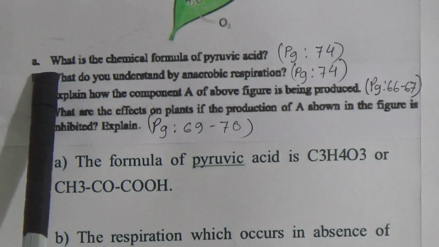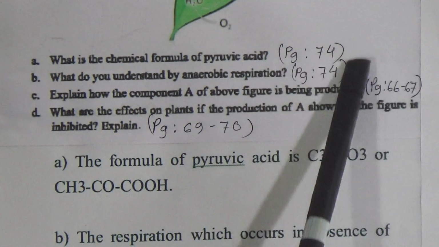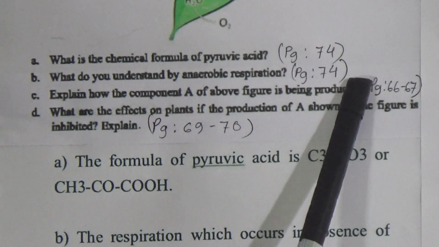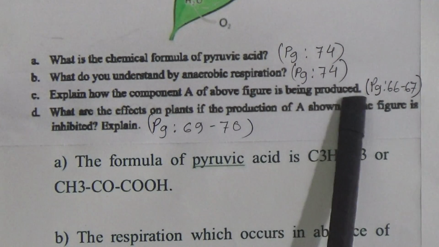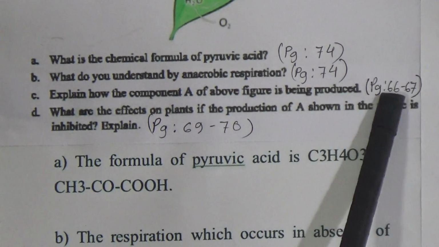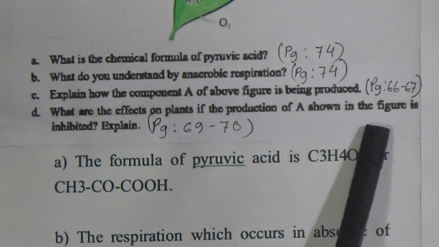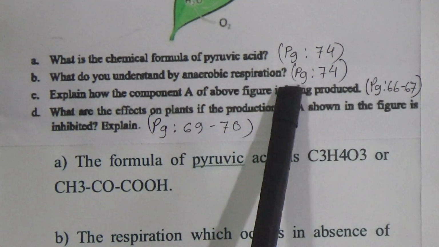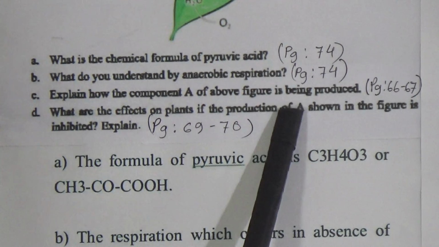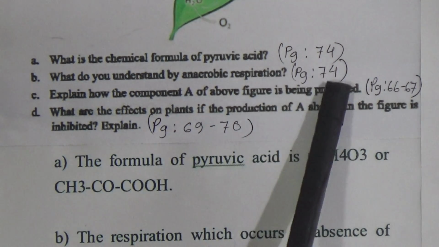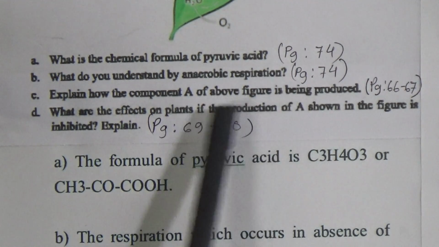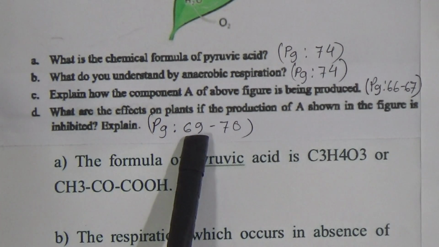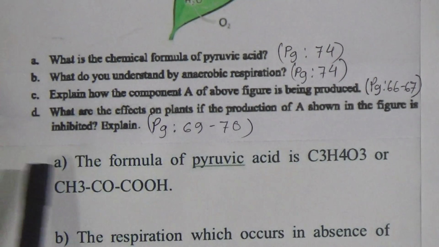Now come to the answer. The answer of A you will get from page number 74. The answer of B you will get on page number 74. The answer of C you will get from page number 66 to 67, which is about photolysis. Here you have to write the photosynthesis light dependent phase description along with photolysis. Now come to D. The answer to this question you will get from page number 69 to 70.